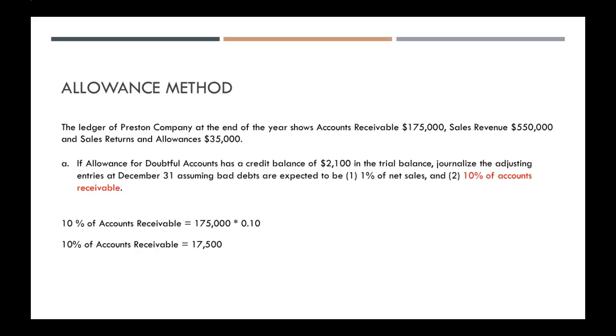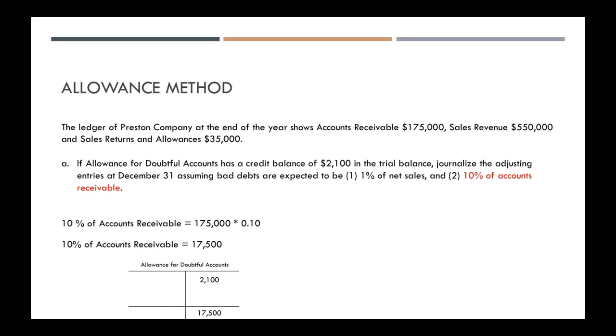Now this is where that existing balance in allowance for doubtful accounts is going to come into play. We make a T account, right? We make a T account for our allowance for doubtful accounts. And it told us that it started off with a credit balance of $2,100. So we put that into our T account. And then we just found the 10% of accounts receivable. That's what we want the ending balance to be in allowance for doubtful accounts.